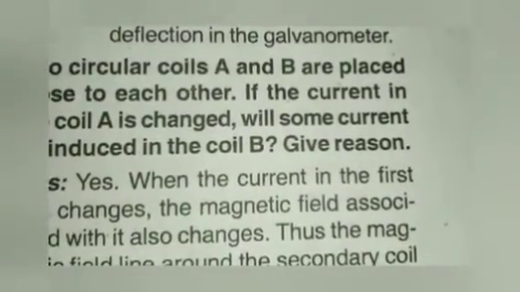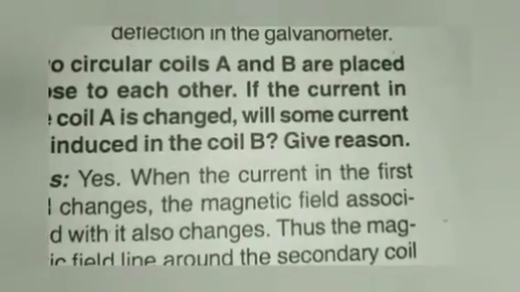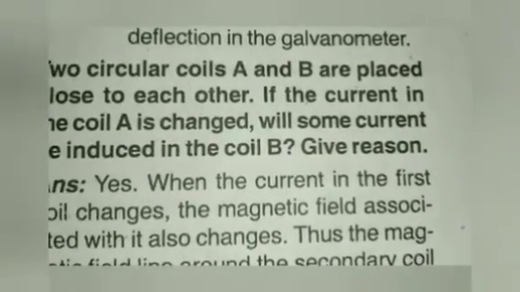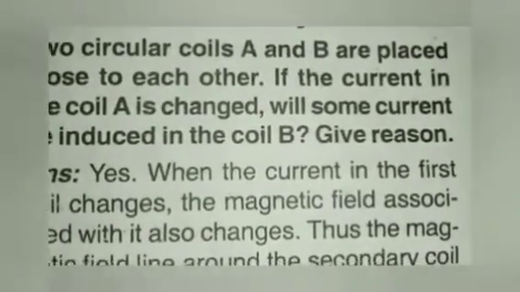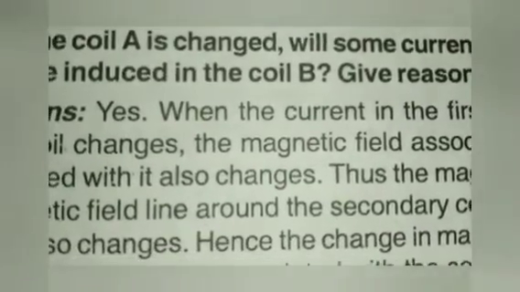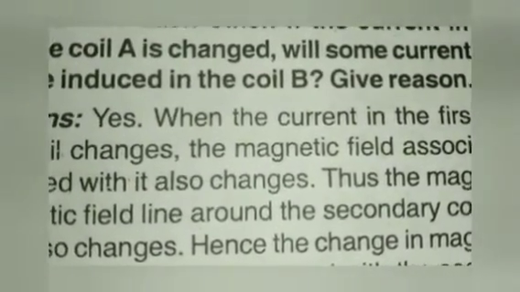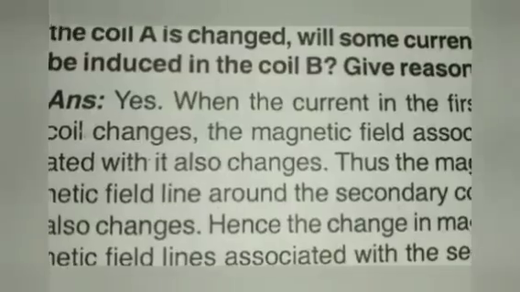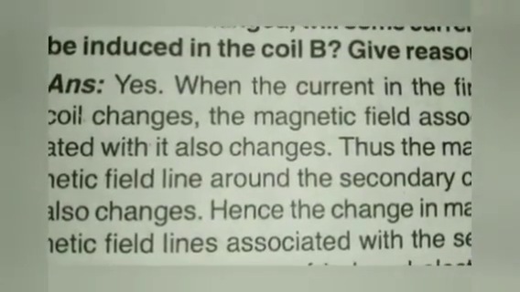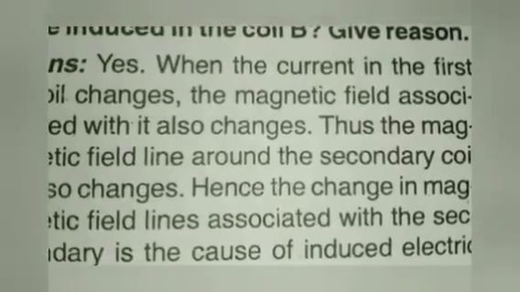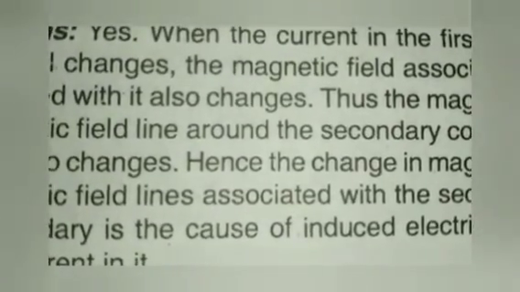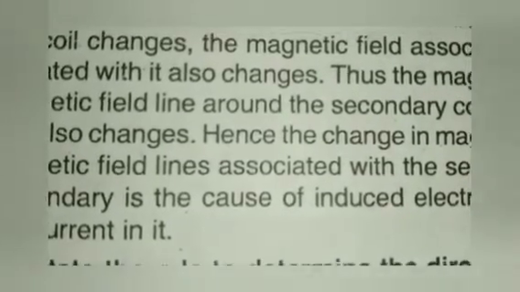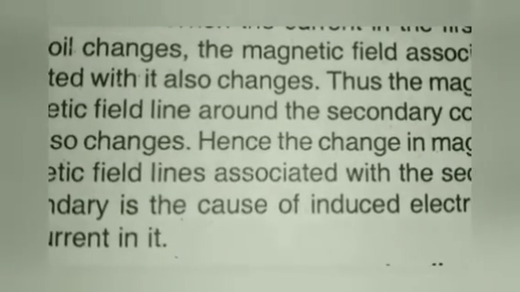Next, 2 circular coils A and B are placed close to each other. If the current in the coil A is changed, will some current be induced in the coil B? Give reason. Yes. When the current in the first coil changes, the magnetic field associated with it also changes. Thus, the magnetic field lines around the secondary coil also change.